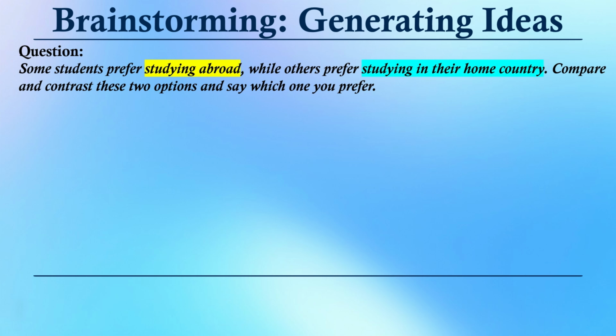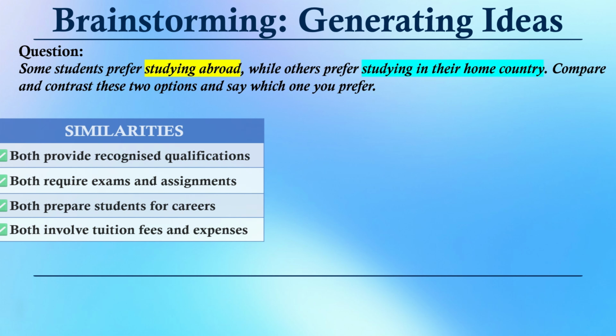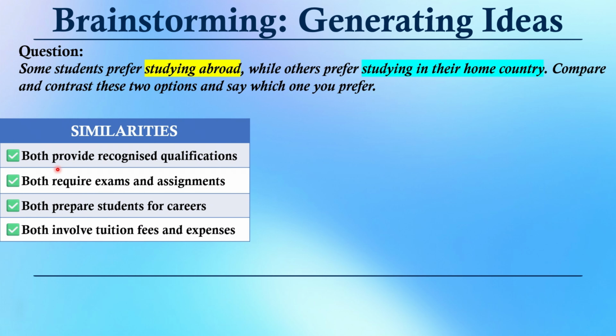Now we move to brainstorming. At this stage, we are not thinking about paragraphs. We simply separate ideas into two categories: similarities and differences. For similarities between studying abroad and studying in one's own country, we might say, both provide recognized qualifications, both require exams and assignments, both prepare students for careers, both involve tuition fee and expenses.